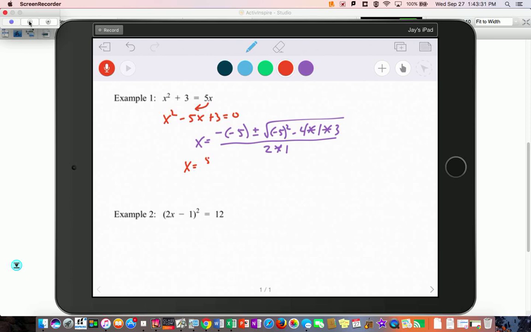So that would be 5, plus or minus. Under the radical, you have 25 minus 12, so that's the square root of 13 all over 2. So you could write that, that's fine. Or some people like to do 5 halves plus or minus the square root of 13 over 2. Split it up into 2 parts. Either way is fine.